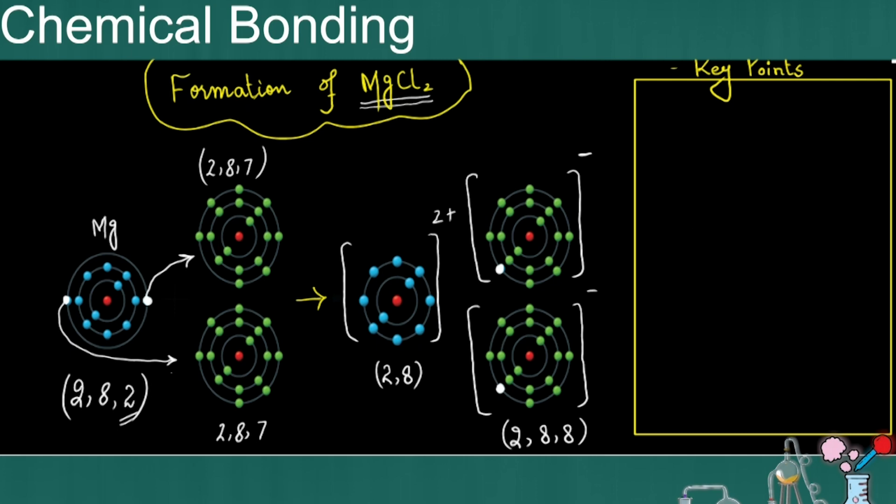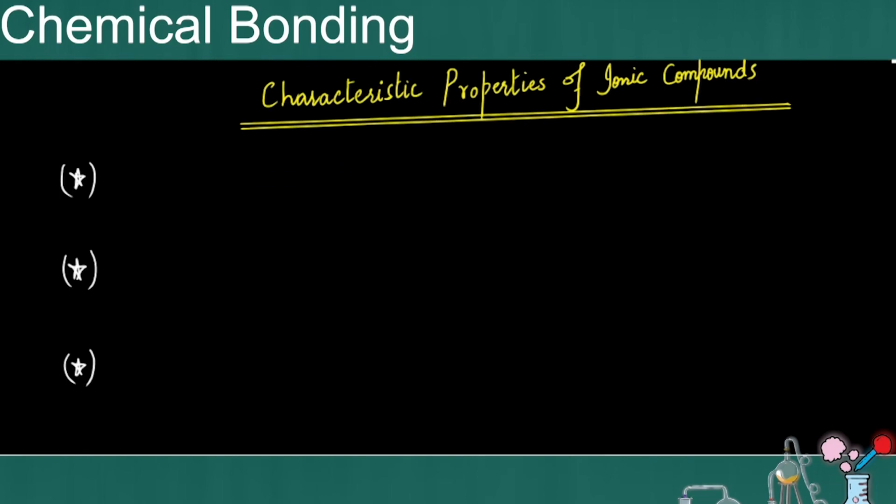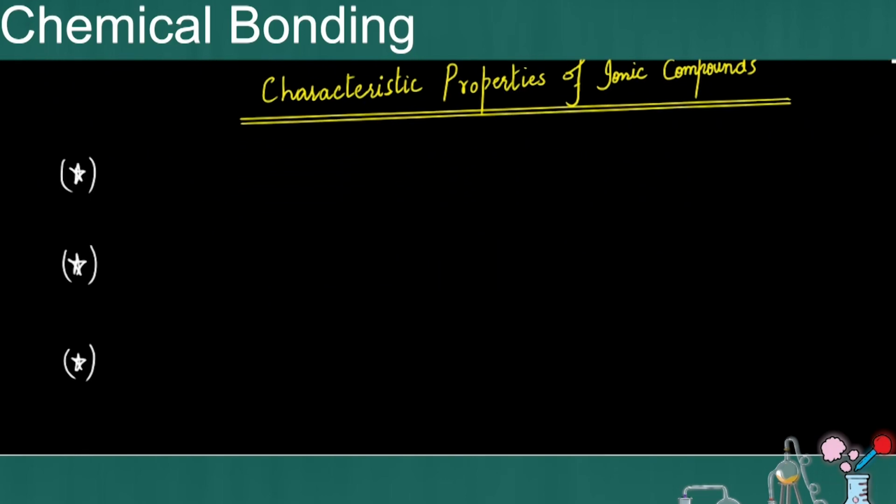So now you can see I have mentioned the key points here. A box is visible, and the points in it we'll discuss after discussing the characteristic properties of ionic compounds. So for this, remember only 3 points: MSC, M, S, C.